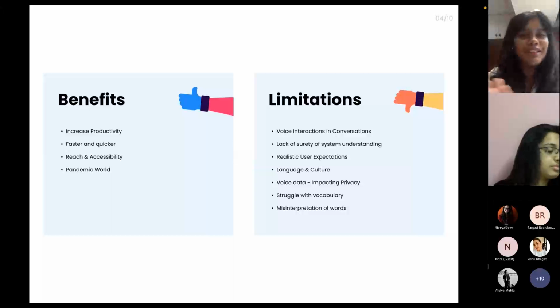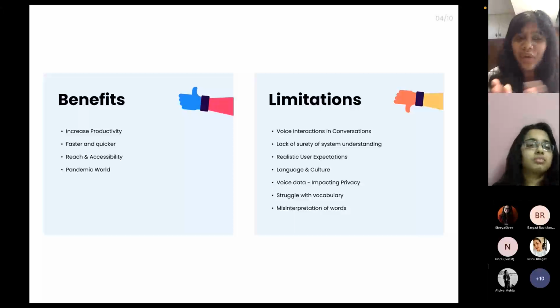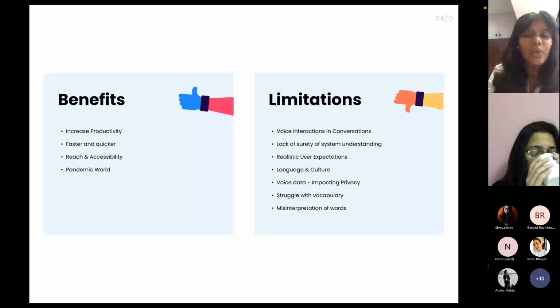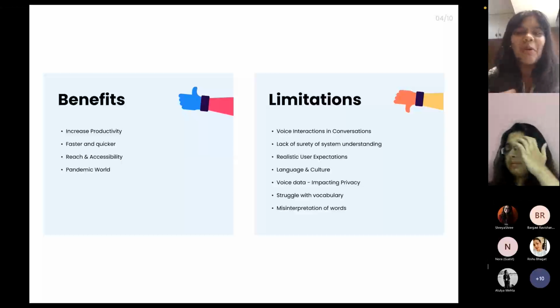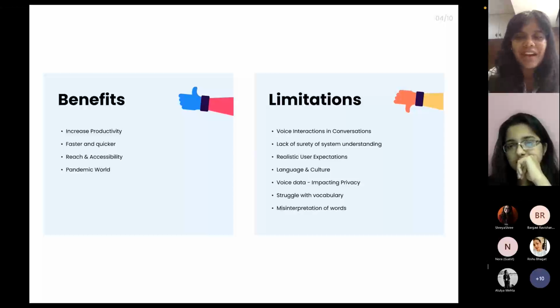Now let's quickly move on to the other side of voice interactions. Let's look at the limitations. We've talked about the benefits, so let's look at what the limitations are. So voice interactions and conversations. I'm sure all of us have gone through this. Sometimes when we interact with our phones, or we're trying to talk to Siri, sometimes it just doesn't understand what we're trying to say, right? Sometimes we're trying to set an alarm, but it ends up doing something else. So I'm sure all of us have gone through that, and it makes the conversation a little more difficult.